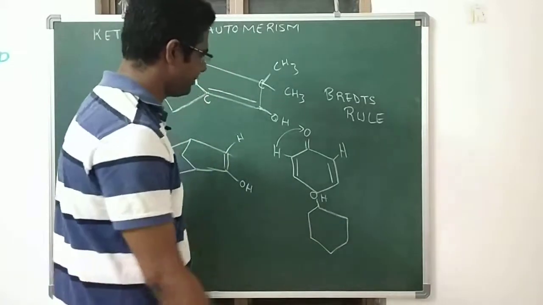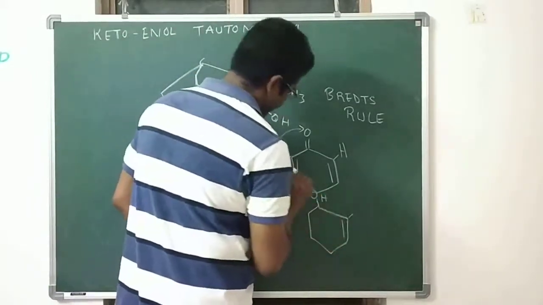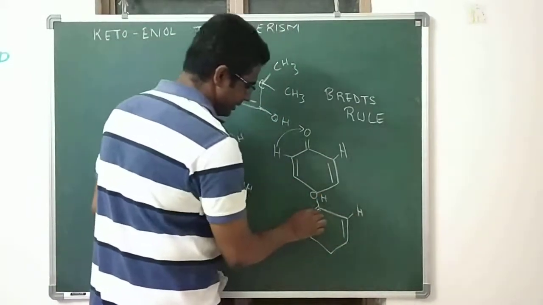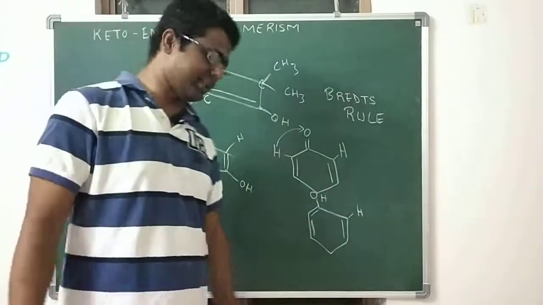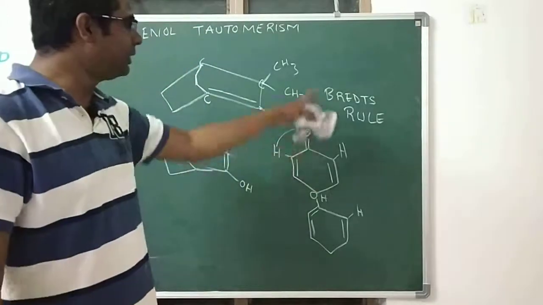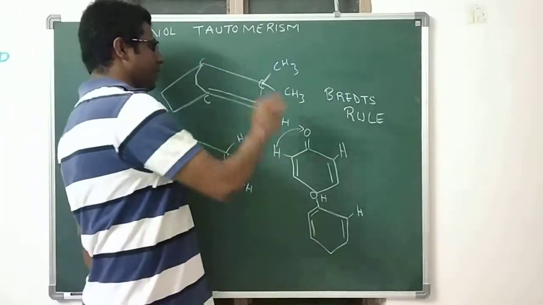ठीक है, OH ये वाला नहीं लेना है. We are taking this one, so this will be hydrogen. This will be like this. ये स्ट्रक्चर हो सकता है कि नहीं हो सकता है? Again, Bredt's rule comes into action. Bredt's rule एक तो क्या है?